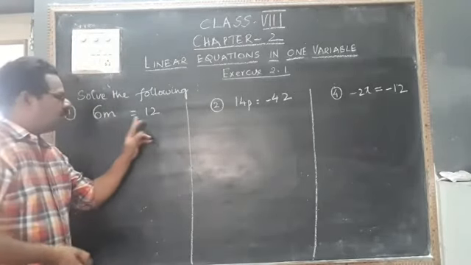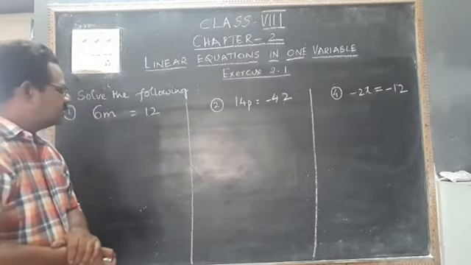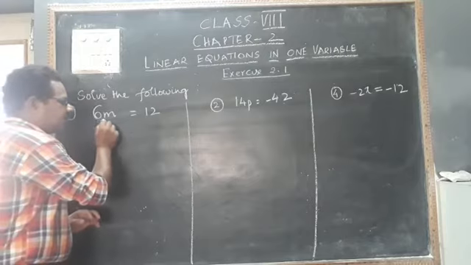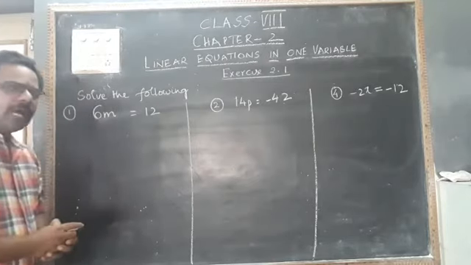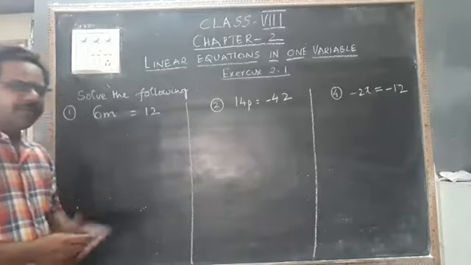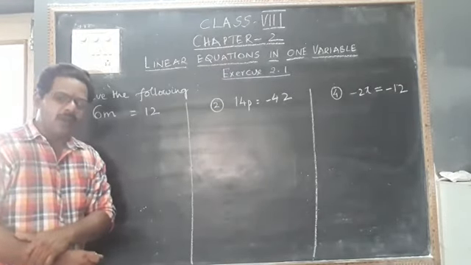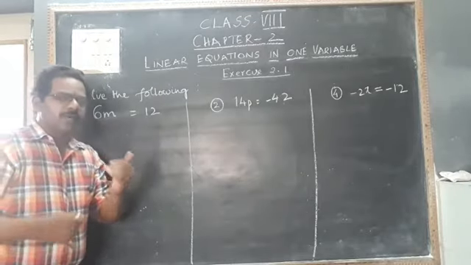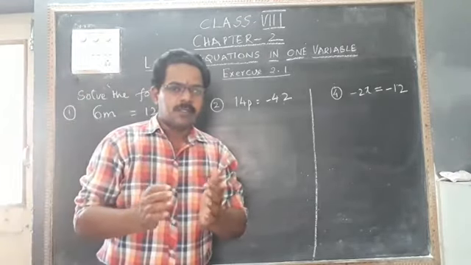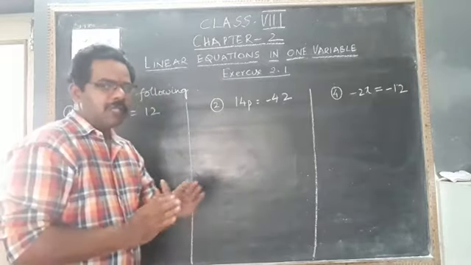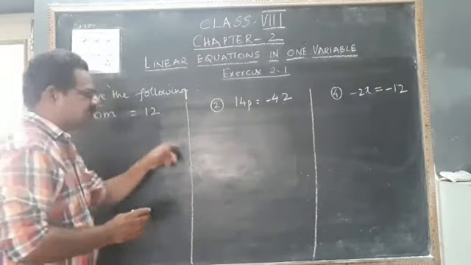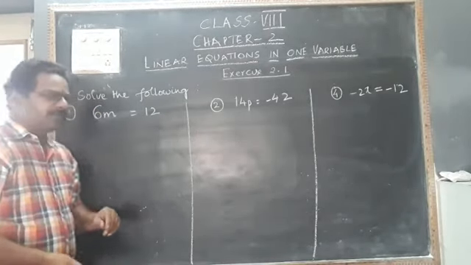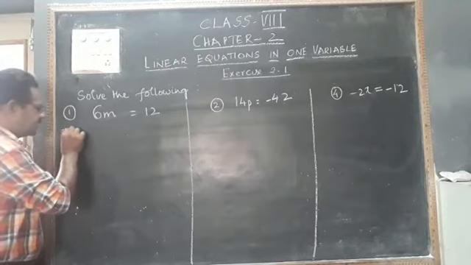The first sum they have given is 6m is equal to 12. That means 6 into m is equal to 12. What we have to do here is solve this simple equation and find the value of m. Before solving, we have to once again remember some symbols, how the symbols will be changed, and transposing the terms. Here 6m is nothing but 6 into m.